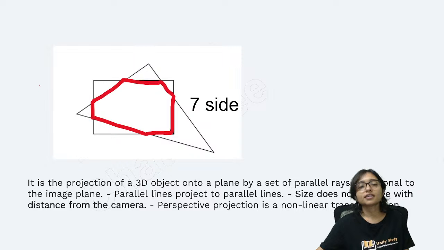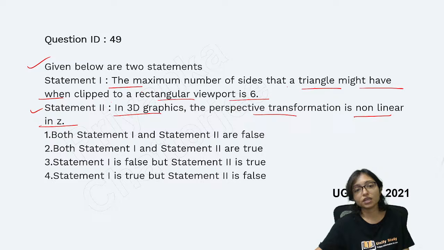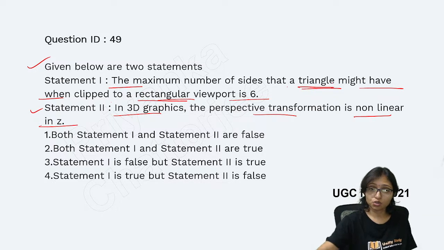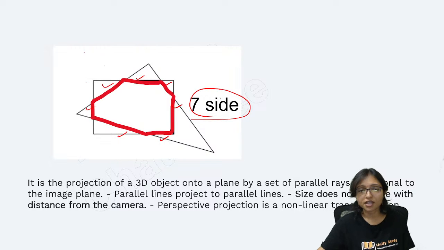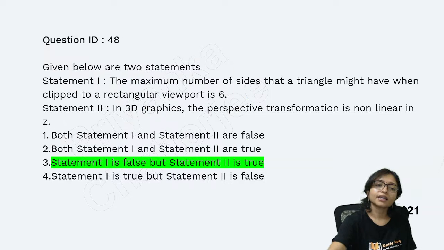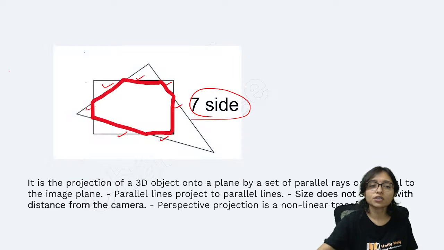Here you can see this example, where I am clipping a triangle to the rectangle viewport. Here is the triangle and here is the rectangle. When you cut the triangle with the rectangle, you can see 1, 2, 3, 4, 5, 6, 7. A total of 7 sides is possible. So statement 1 is wrong, but statement 2 is true.